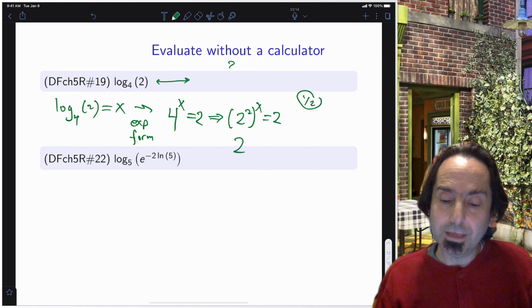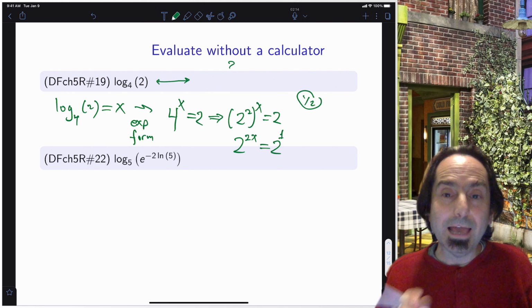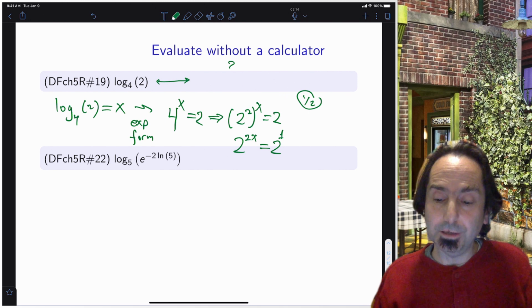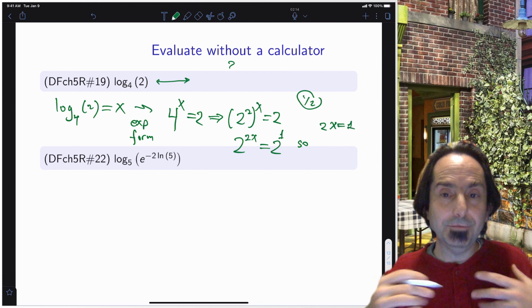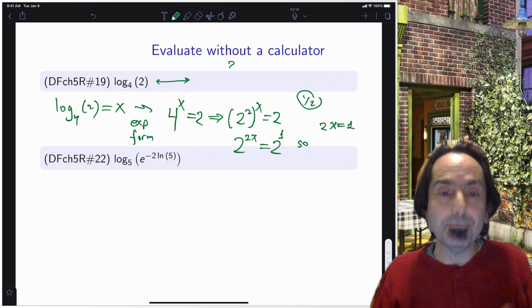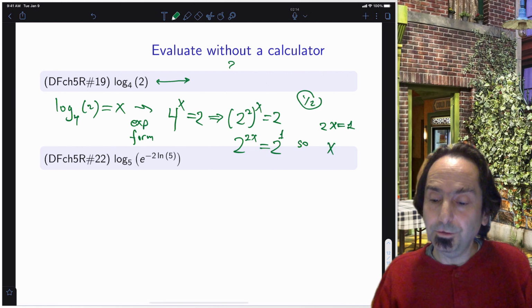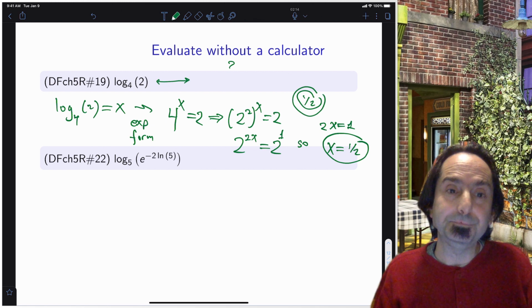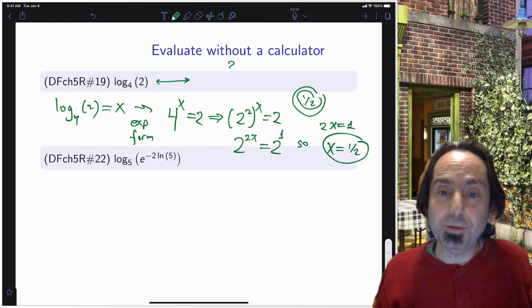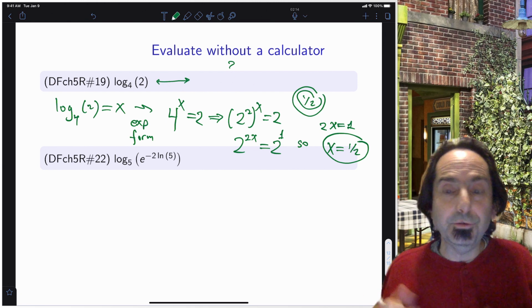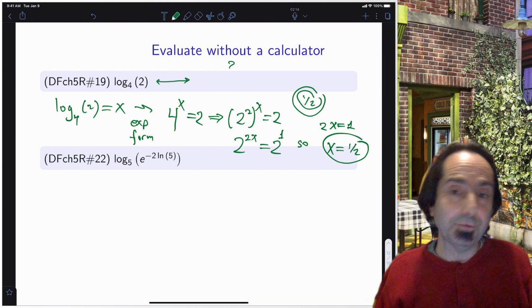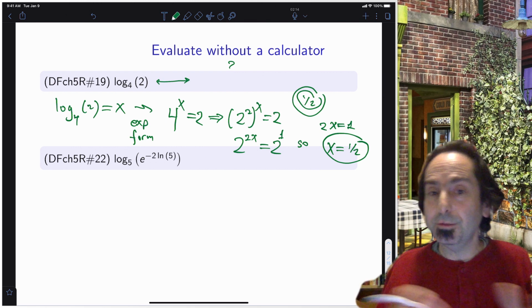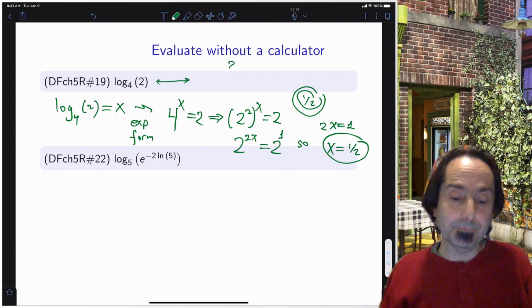And this means I really have 2 to the 2x equals 2, and 2 is 2 to the 1. And here's where you have the one-to-one property. This means that 2x equals 1. If the exponentials are the same, then the exponents are the same. So x is just 1/2, and there we go. 1/2 is the answer. So a lot of ways to do this, but getting used to using those logarithm rules helps a lot. Being able to change between logarithm and exponential form also helps a lot.